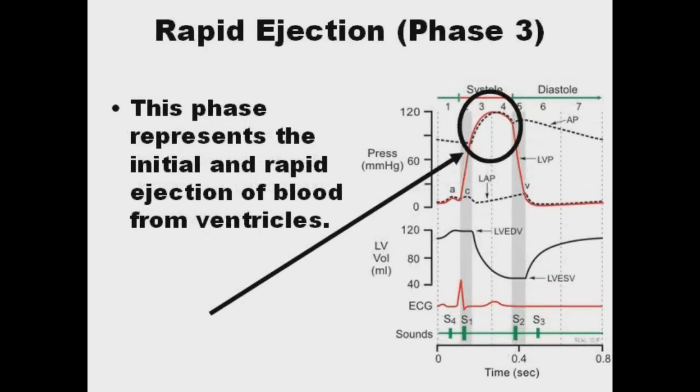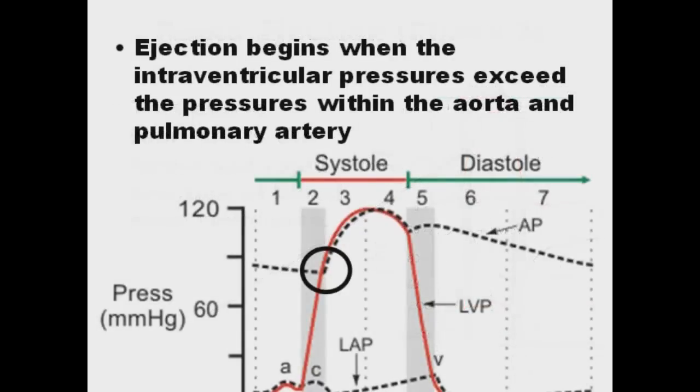opened yet. Phase number 3 begins when the aortic valve and the pulmonary valve open and blood of the left ventricle and right ventricle respectively enters into the aorta and pulmonary artery. This phase begins when the aortic pressure is more than the left ventricular pressure, and finishes when the aortic pressure is equal to the left ventricular pressure.